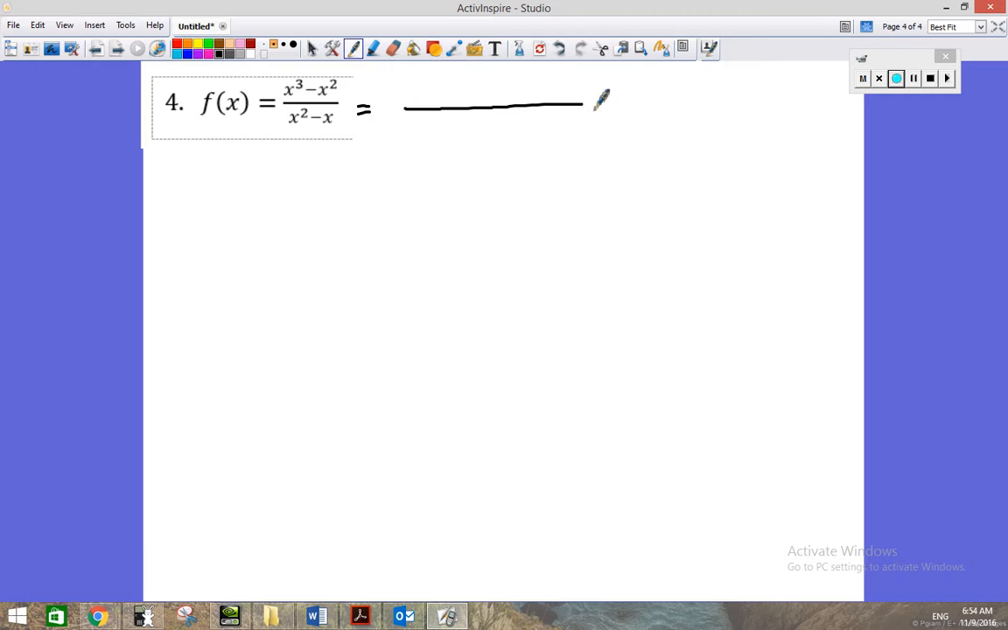So we start out with factoring. Now I'm going to go ahead and factor the numerator, but here my main interest is factoring the denominator. This has a greatest common factor of x, which gives me x times x minus 1. I don't want to reduce this yet until after I've determined my domain.